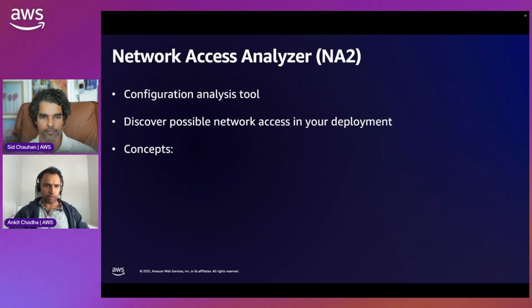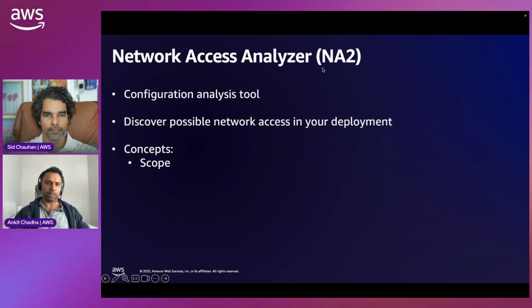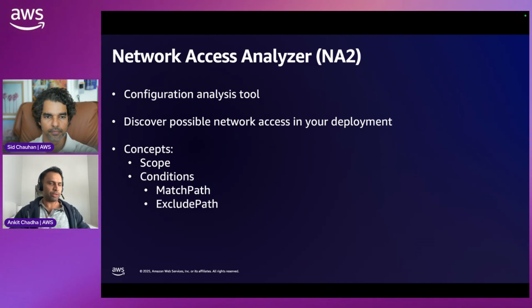So let's see how this works. It has a few concepts that we need to grok. The first one is we create a scope, which is basically a container for your Network Access Analyzer analysis. Then you provide conditions, right? You can create match conditions or you can create exclude conditions.